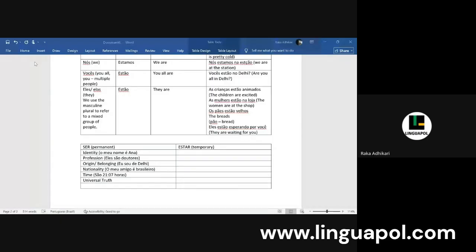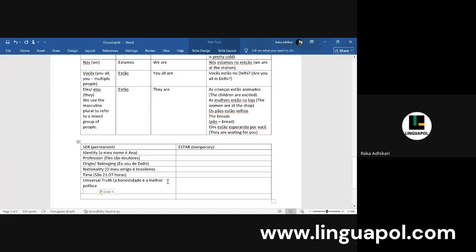For example, there's a saying called honesty is the best policy, right? Honesty is the best policy. Although it might be difficult for you to understand, let us take it because it's a very common phrase. A honestidade é a melhor política. Honesty is the best policy.